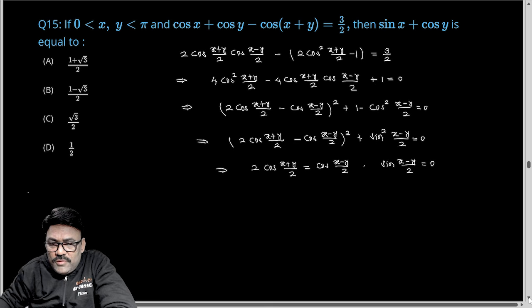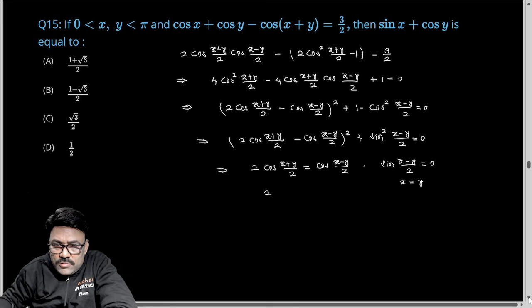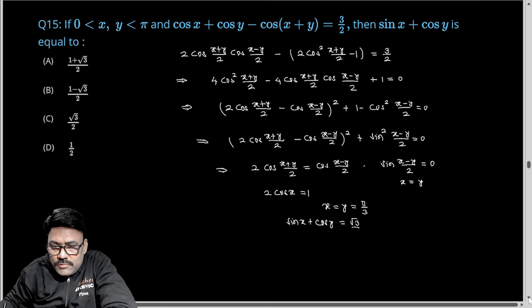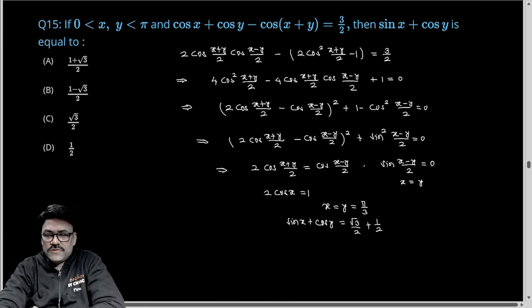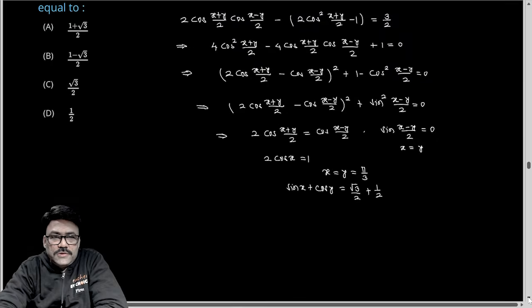And x and y lie between 0 and pi, so they must be equal. Now if you put x equal to y here, you will get 2 cos x is equal to 1. So hence x and y both should be pi by 3. Now what are they asking? They are asking sin x plus cos y. So sin 60 degree is root 3 by 2, cos 60 degree is 1 by 2. So this should be the correct answer: root 3 plus 1 by 2, which is the first option. A option is the correct option here.